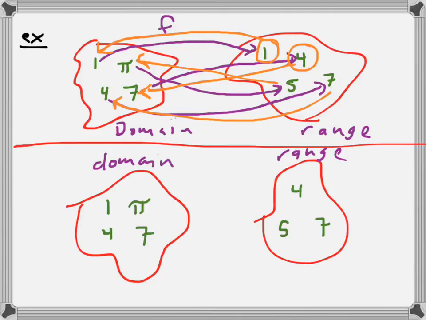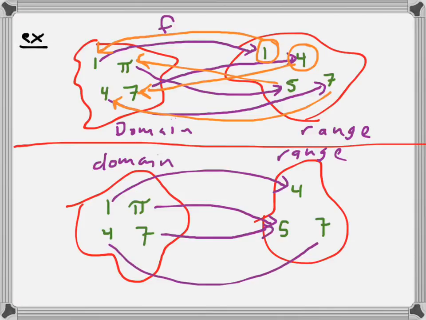Okay, let's look at the second example down here. Maybe if I put the number 1 in, it spits out the number 4. If I put the number pi into my function, it spits out the number 5. In this case, if I put in the number 7, maybe this also spits out the number 5. And lastly, if I put in the number 4, it spits out the number 7.